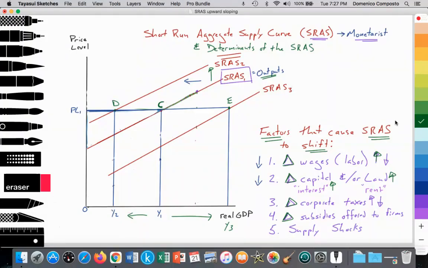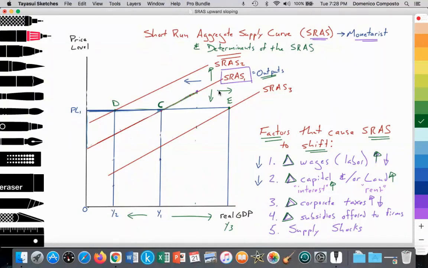So again, if the cost of production goes down, it's the same as saying that the SRAS curve is shifting downward or shifting outward. Same concept. And thus we see the determinants of SRAS. Any change in wages, changes in capital and land resources, changes in corporate taxes, changes in subsidies. We learned this in microeconomics. Taxes cause the supply curve to shift in. Subsidies cause the supply curve to shift outward. And supply shocks typically cause the SRAS curve to shift inward.